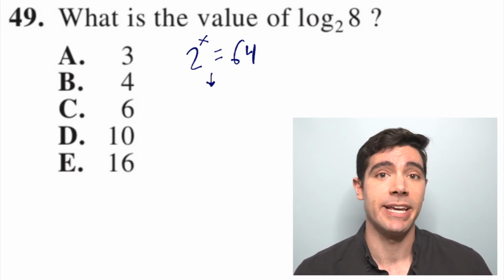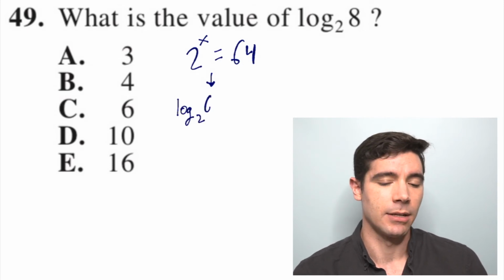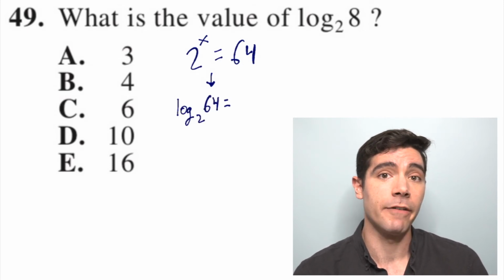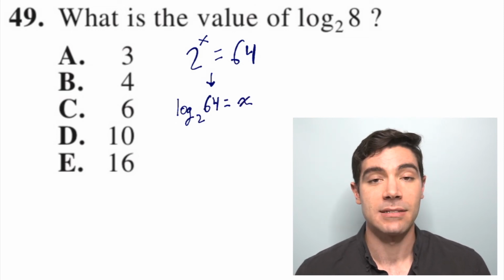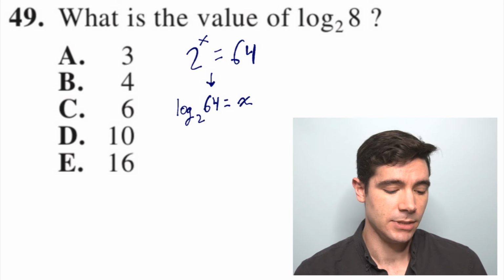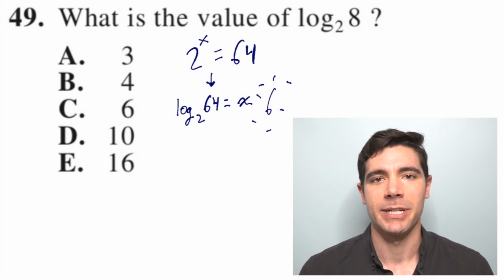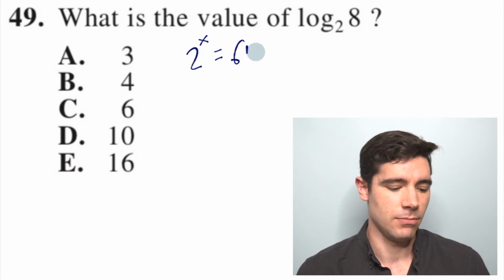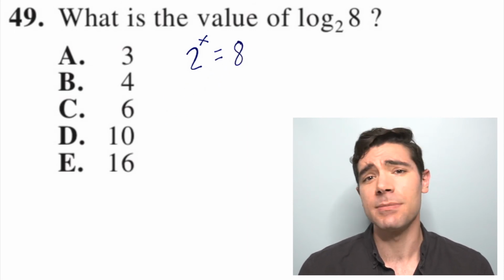If you were to take 2 to the x equals 64 and write it in logarithmic notation, you would end up having log base 2 of 64 equals x. And now we have the x by itself. As it so happens, the answer to that is 6, but that doesn't matter for our purposes. So if you were to rewrite log base 2 of 8 in exponential notation, you would have 2 to the what equals 8. And that's a much simpler question.